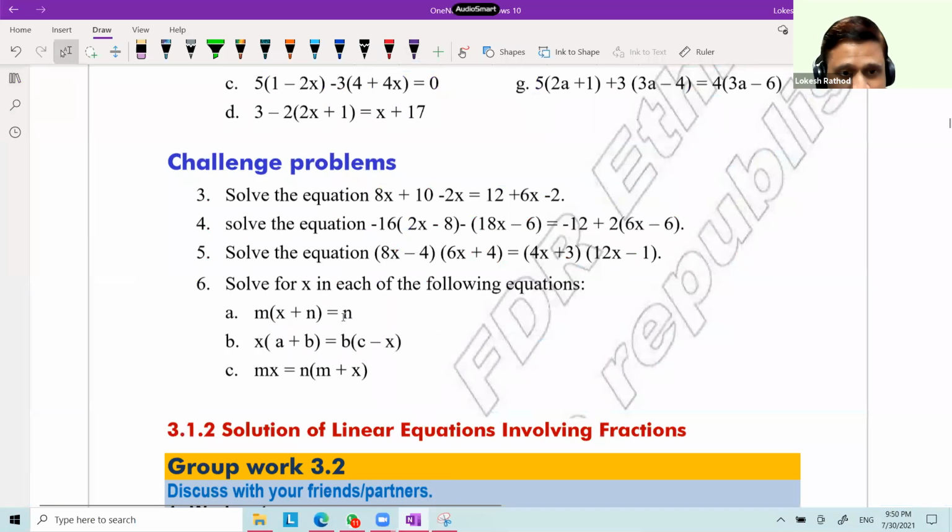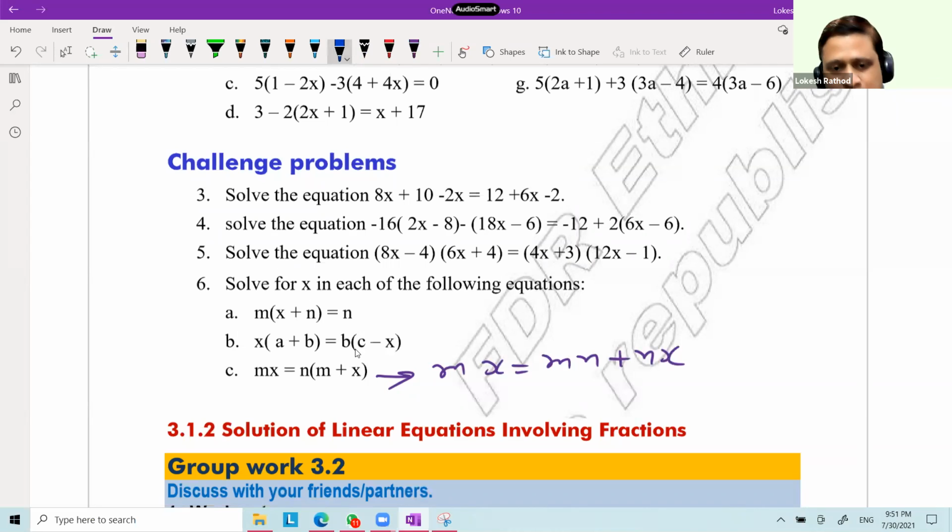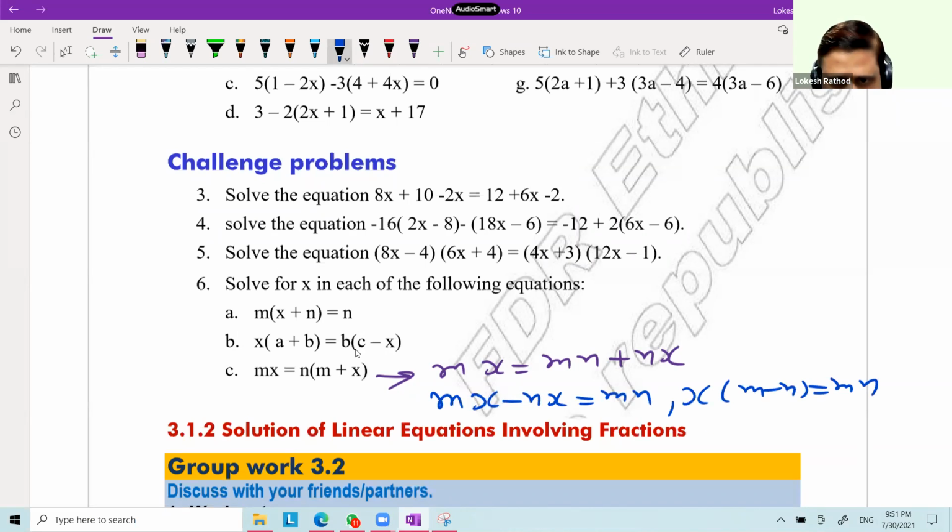So this is how we can do it. Solve for x in each of the following equations. If we can find the value of x, the answer would be in terms of m and n only. Here it becomes mx is equal to mn plus nx. Same concept: variable on one side and numbers on the other side. mx minus nx equal to mn. If I take this form, (m minus n) x is equal to mn, so x is equal to mn over m minus n. So this is how we can do such questions.